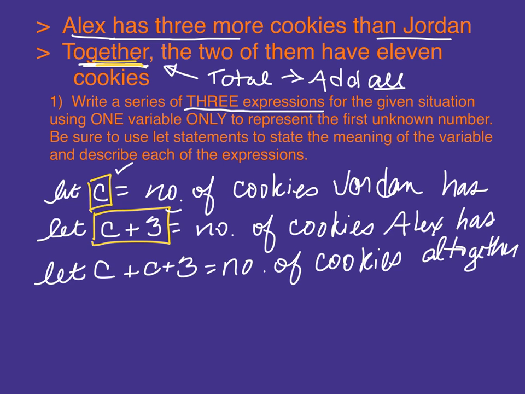So I now have written all 3 of my let statements. The first 2 describe how many Jordan has, how many Alex has, and the last one is that total. So there's my 1, 2, 3 let statements. I need to now go into part 2. Part 2 is going to reference my equation. So I'm now going to go back to this part here, the fact that the two of them have 11 together.